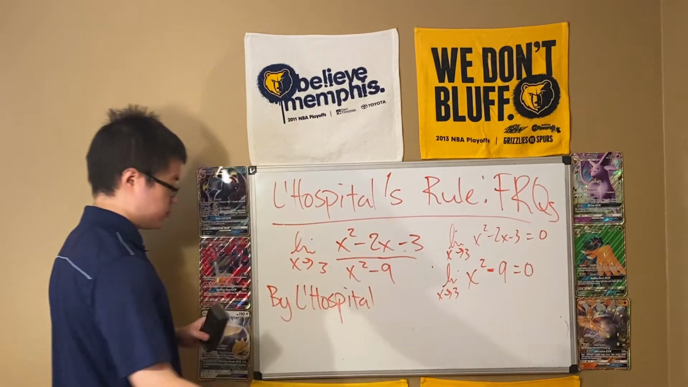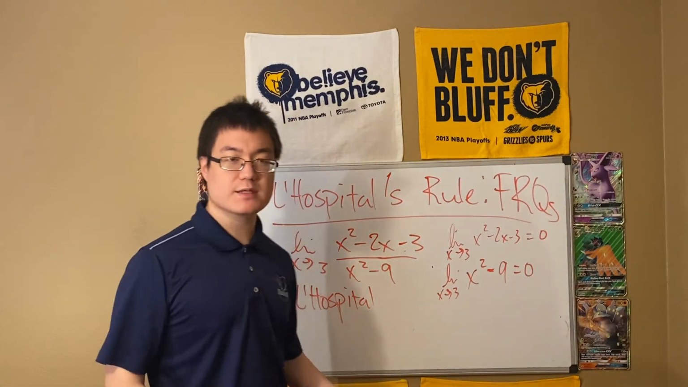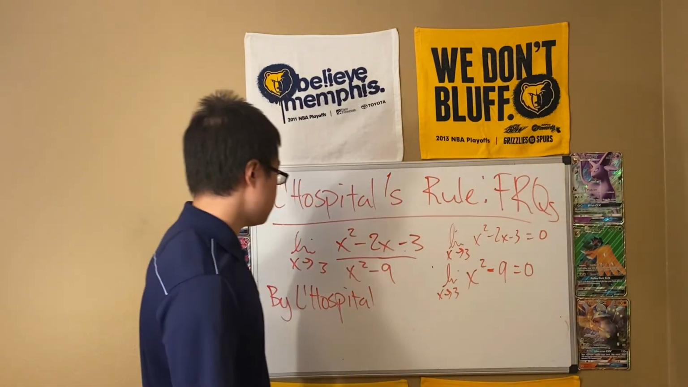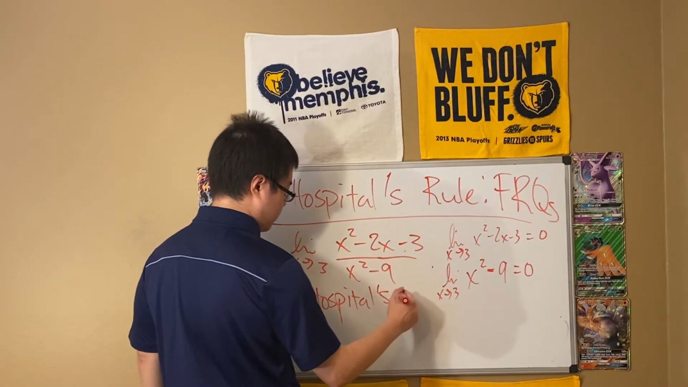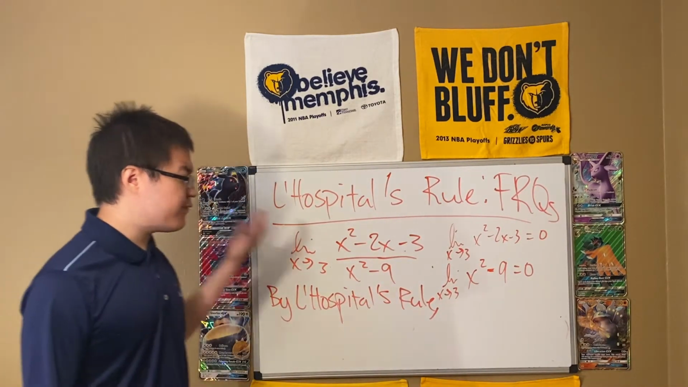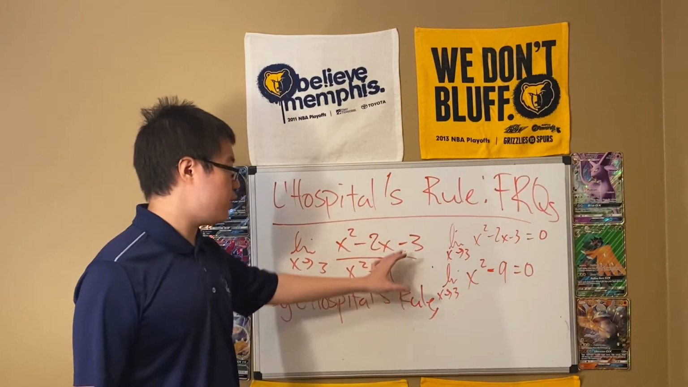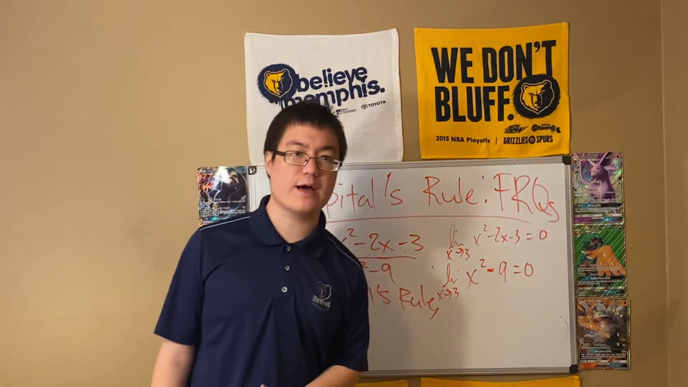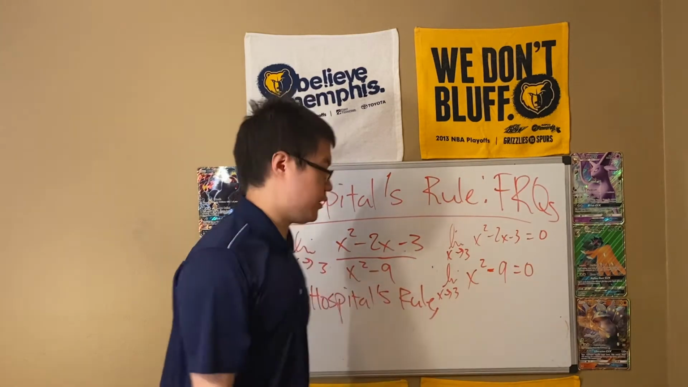It's often good to state which rule you're using as you're doing the free response question, just to show them what you've got in your tool belt. So, by L'Hopital's rule, comma. And then unfortunately, if this question is printed on the page, you do need to rewrite the limit, and then you're allowed to take derivatives.